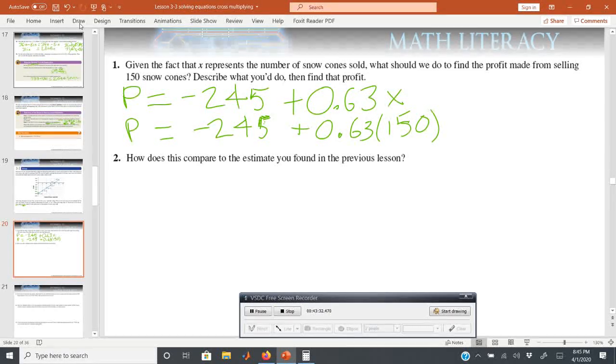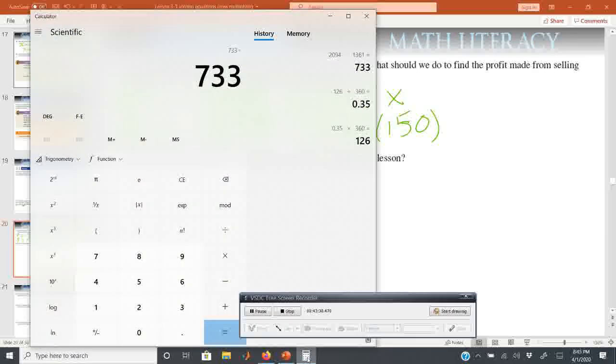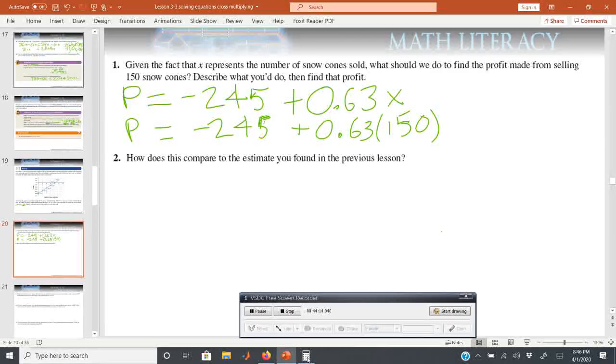So, you can do that. I'll do it on the calculator. So, negative 245. Oops. And I did it wrong. To get negative on this calculator, I have to do 245 and then click on the plus or minus to change it to a negative. It was taking my last answer and subtracting 245 because I pushed the minus instead of the negative. Negative 245 plus 0.63 times 150. That gives me negative 150.5.